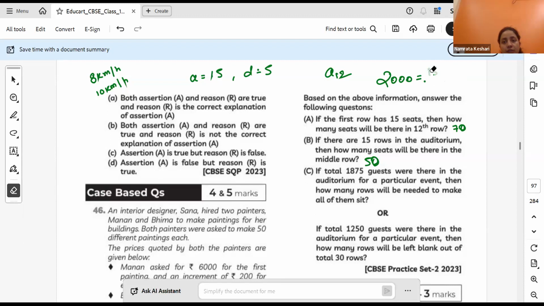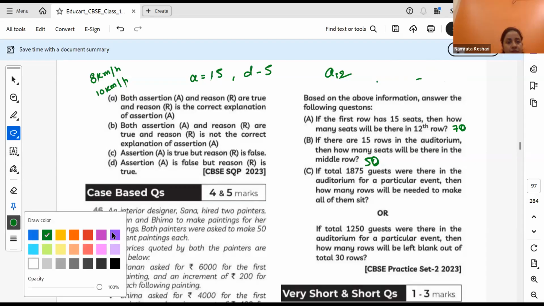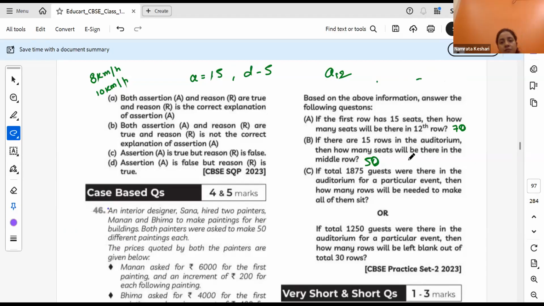How did you do the second one, Ritvika? Ma'am, I wasn't sure about that. I took A as 15 and I took D as 5. And the total number of terms, 15 rows. Yeah, total number of terms is 15, right?